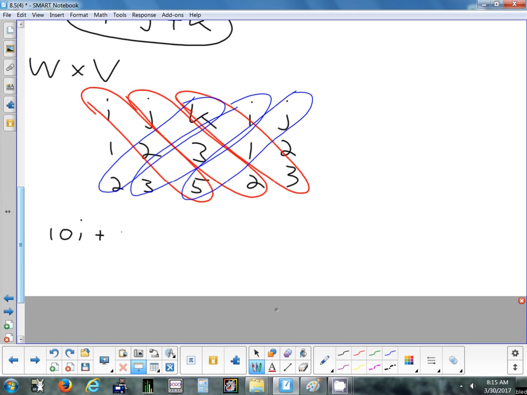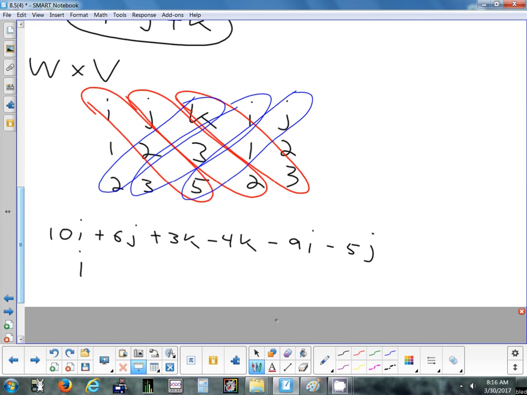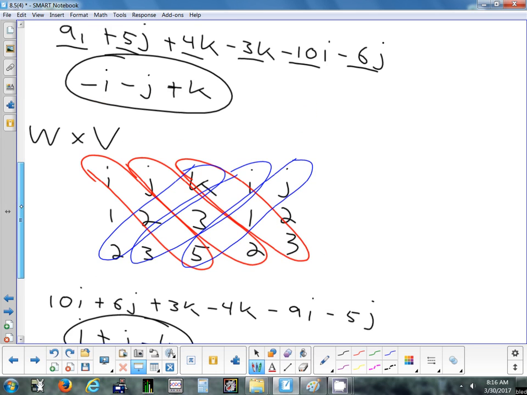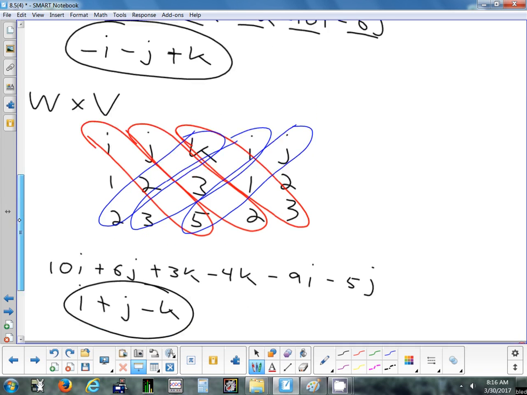10i, 6j, 3k, and now the blue. I'm going to subtract the 4k and minus 5j. Okay, what's 10i take away 9i? And then 6j minus 5j, and 3k minus 4k. So that's what actually happened.